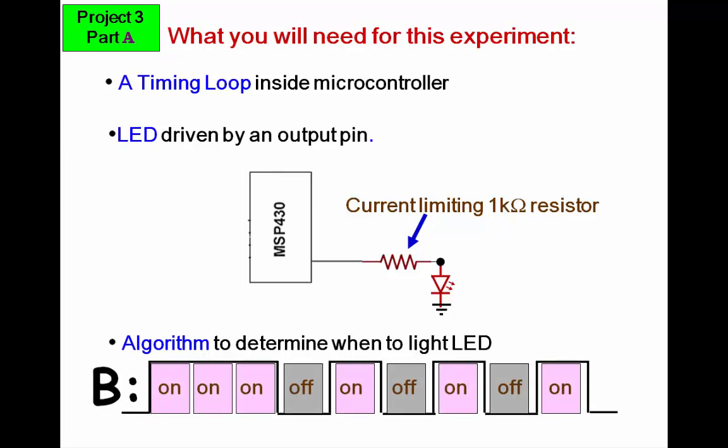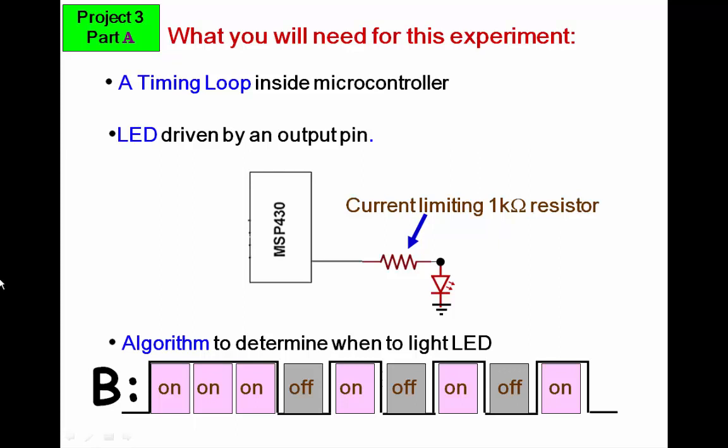The algorithm will determine when to light the LED. Now, this exercise asks you to represent letters in Morse code by the way the LED blinks. A good way to do that is to simply declare a fixed amount of time that is 1/3 the duration of a dash in Morse code, and that is equal to the duration of a dot. And then you can have that timing loop just go on continuously and have an algorithm to determine whether during that loop the port pin should be set high or low to represent the Morse code of the letter in question.